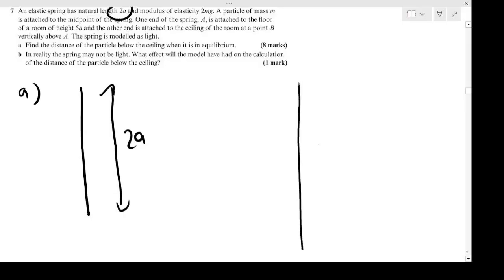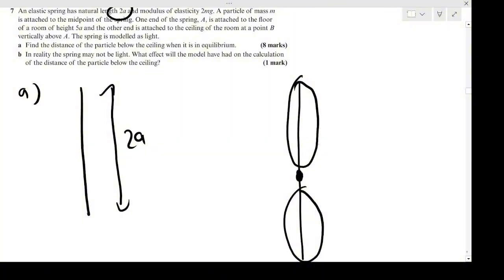So this is my spring, and we add a particle in the midpoint, like this. And so what that does is split the spring into two parts, a top and a bottom part. And so that means effectively the natural length halves. So the natural length of each individual, the top and bottom part, would just be A. So 2A for the whole spring, but then we effectively split it into two like this. So the natural length of the top and the bottom part is just A here.